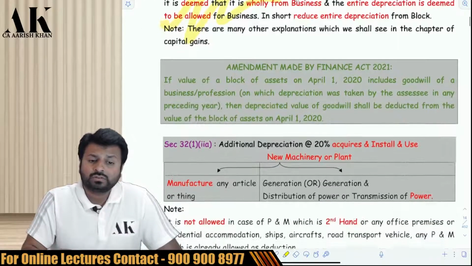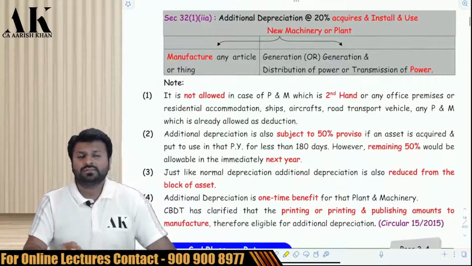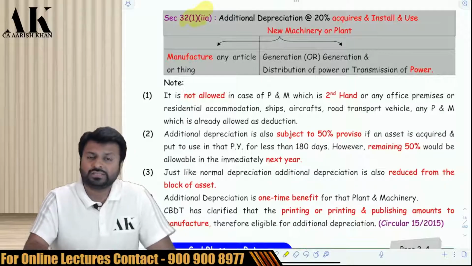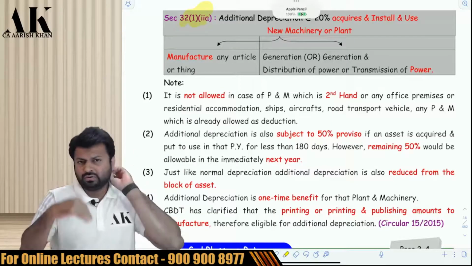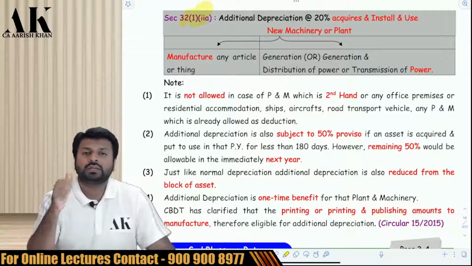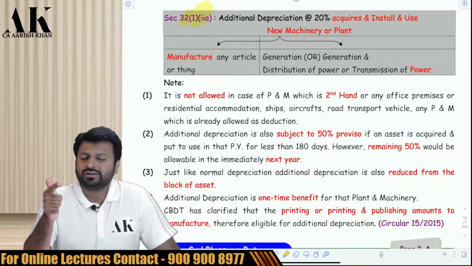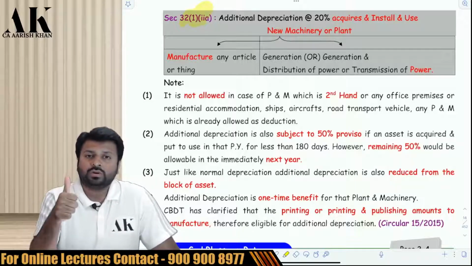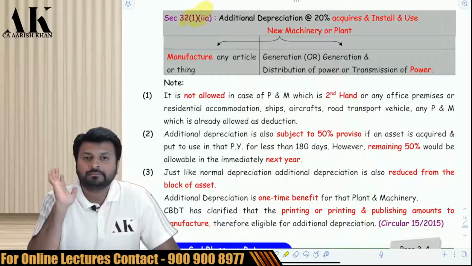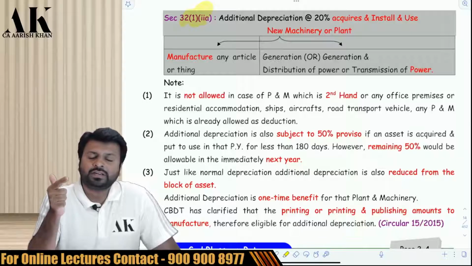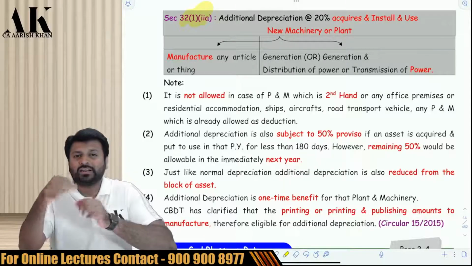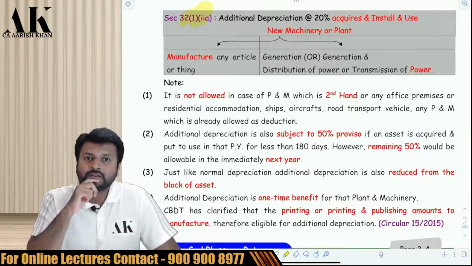Okay. Now coming to the additional depreciation. Section 32(1)(iia). What does it have to say? You will get additional 20% depreciation. Why, and to whom? You should be a manufacturer, or you should be engaged in the business of power generator, distributor, transmitter, whatever it is. And you should acquire and put to use a new plant and machinery. So if you are a manufacturer or a power generator, distributor, and you acquire a new plant and machinery and put it to use, you will get 20% additional depreciation for that year. You will not get 20% every year, only for that year.